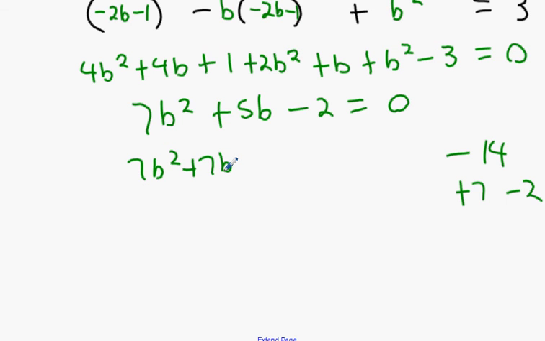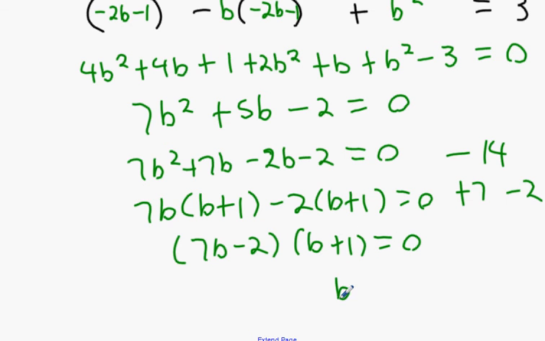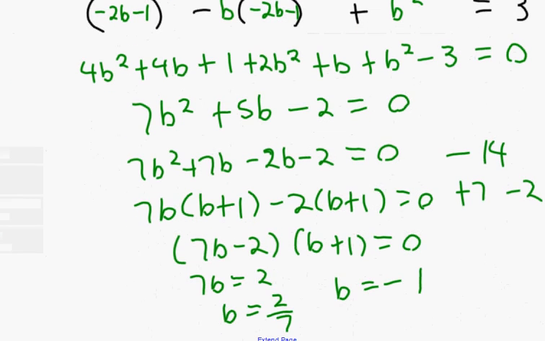What is the next part then? Minus 2b. 7b into b plus 1, minus 2 into b plus 1. 7b minus 2, and what's the other one? b plus 1. So b will equal minus 1, or 7b will equal 2, b will equal 2 over 7. Please remember that a is, what's a again? Minus 2b minus 1.